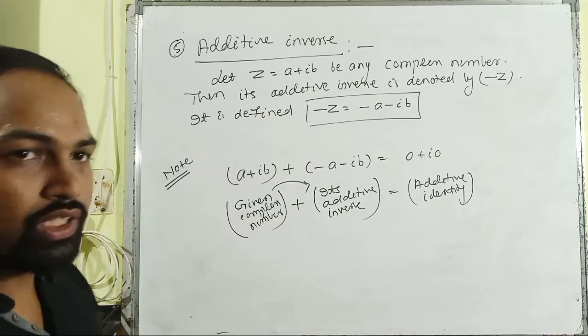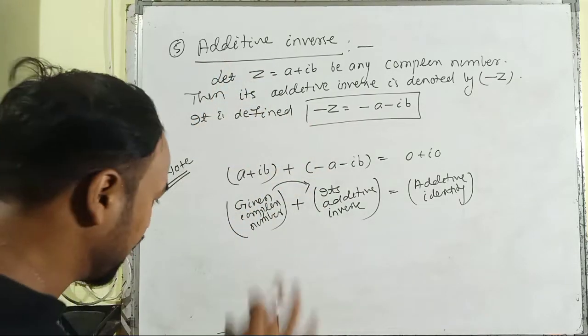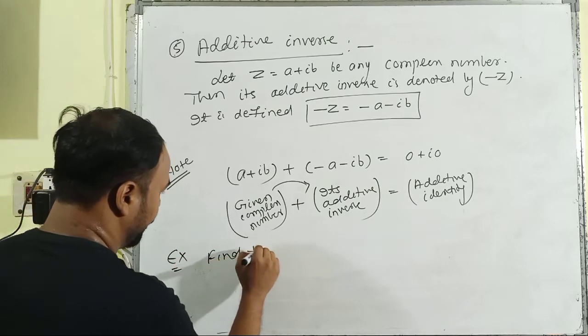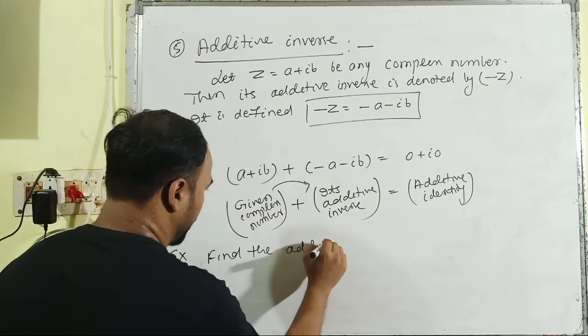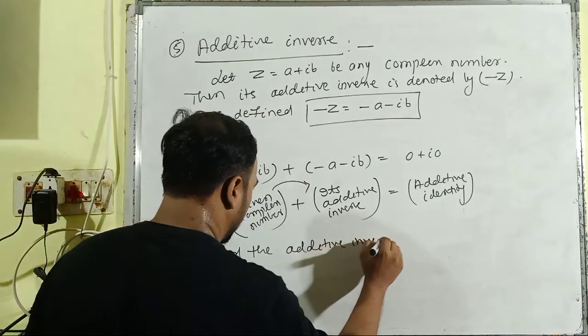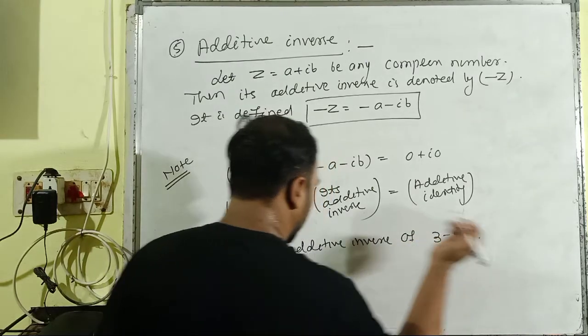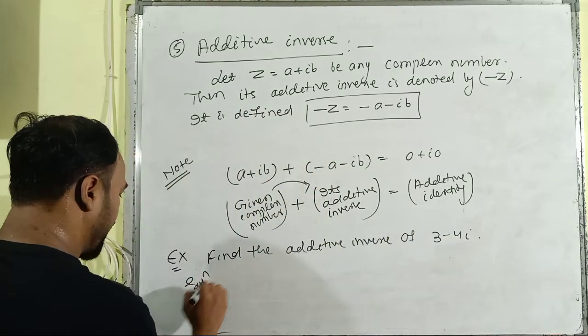There may be a question based upon the additive inverse, and the question will be like this: find the additive inverse of 3 minus 4i. So the solution will be like this.